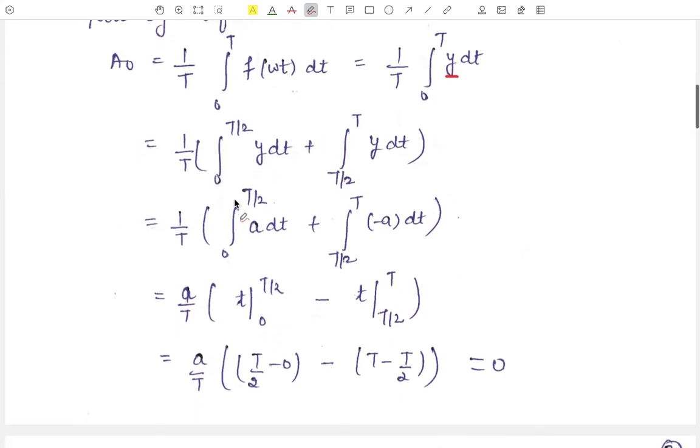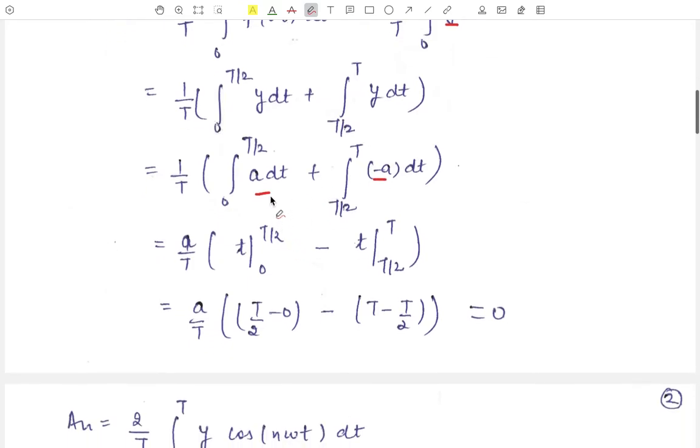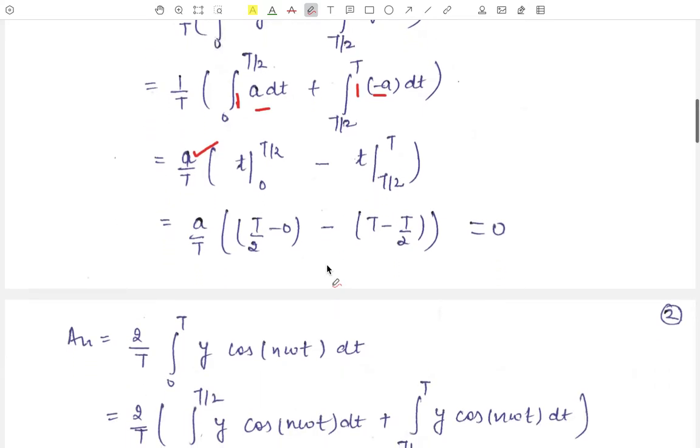So just put the values of y in these intervals. From 0 to T/2, the value of y is A. From T/2 to T, this is minus A. Now this A is a constant and can be taken outside the integration. Here we have A upon T. Now integration of 1 is t from 0 to T/2, the same limits, minus taken outside. Again integration of 1 is t, limits T/2 to T. Putting the limits here and upon calculations, the value of a naught is equal to 0.